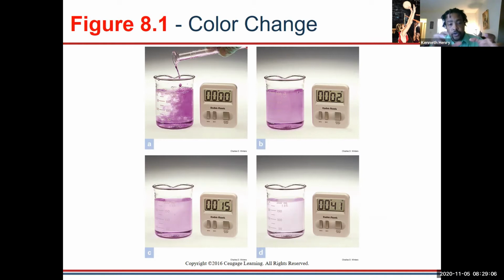And that's because you have a compound that is together, and then you have water that's interacting with that compound, causing it to separate with each other.